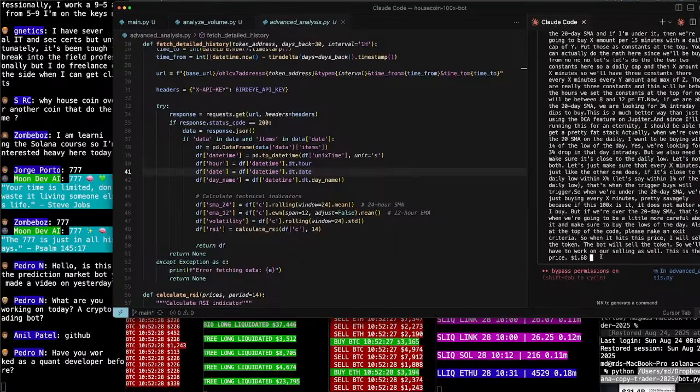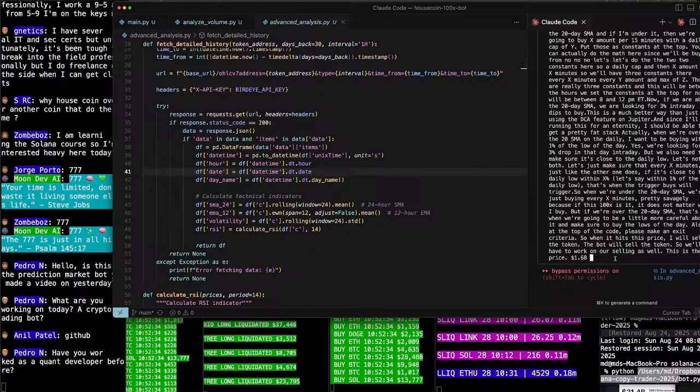All right, so this is our official strategy. You can delete all the other files besides the analyze volume and advanced analysis, but the other bot files we don't need anymore because we've got the full strategy all explained here.